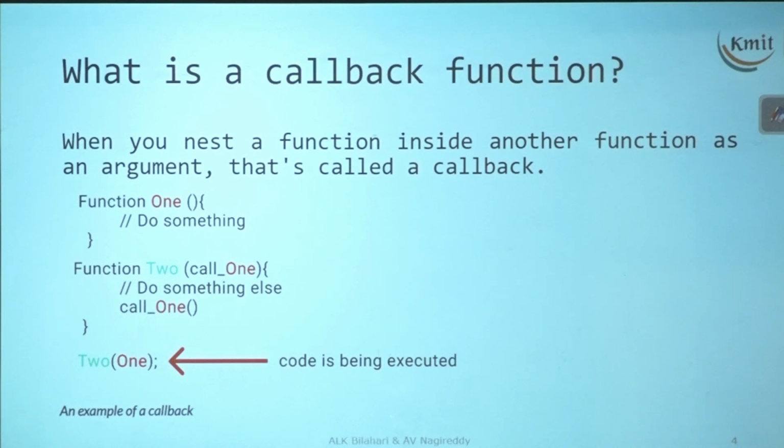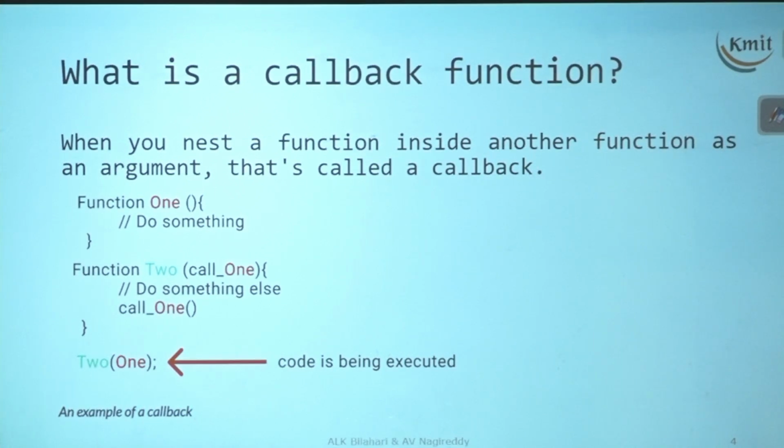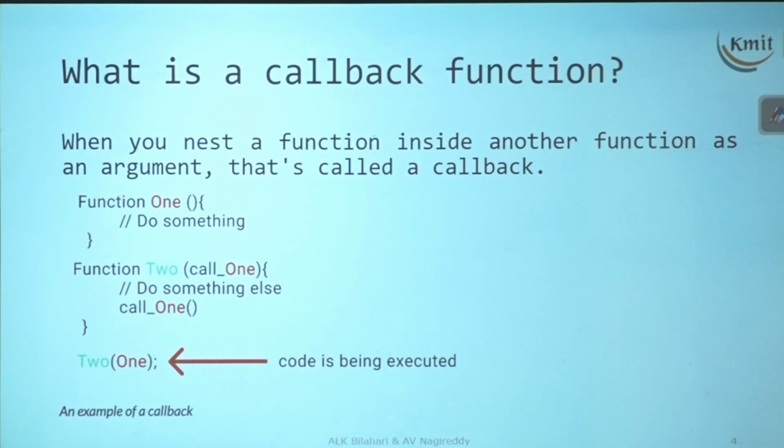You always know that parameters and arguments need not be the same names, they can be anything. That one goes and sits into the call underscore one. You are doing something in function 2, and at the end, you are trying to call the call one. All right? Does it make sense? Does the basic syntax make sense, everybody?